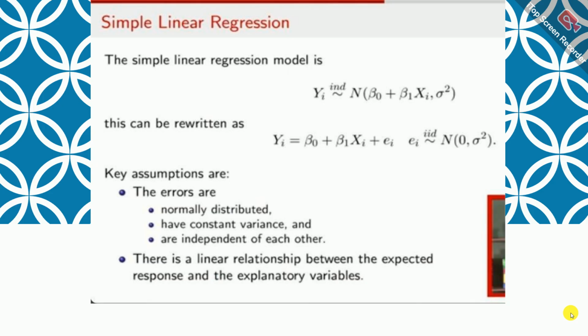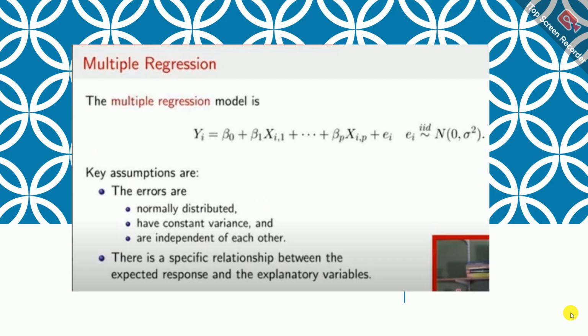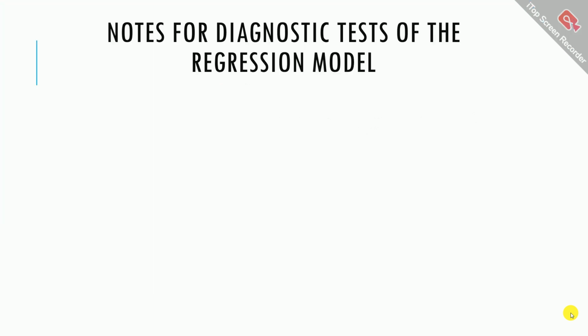In contrast to the simple linear regression model, the multiple linear regression model is specified like this. The key assumptions are that the errors are normally distributed, they have constant variance, and they are independent of each other. There is a specific relationship between the expected outcome and the explanatory variables.